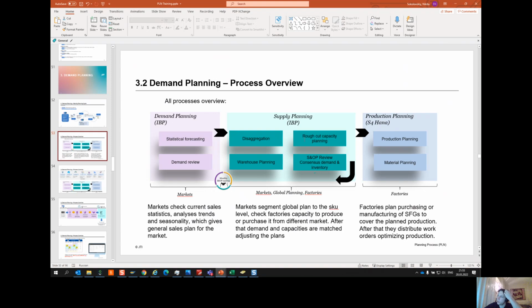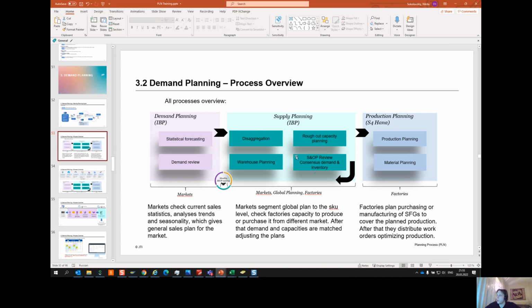Then they also need to consider rough cut capacity planning for resources. So for our machines, for our factory equipment, we need to check how much capacity we have. Are we able to load our machines 100%, or are some of them waiting for maintenance, or are we waiting to increase our capacities by buying more machines and so on? So this should be considered, of course.